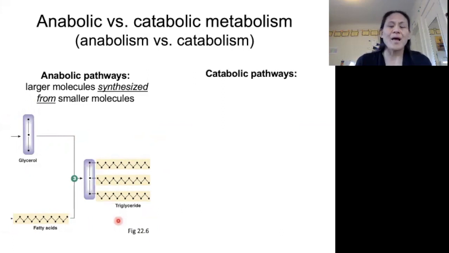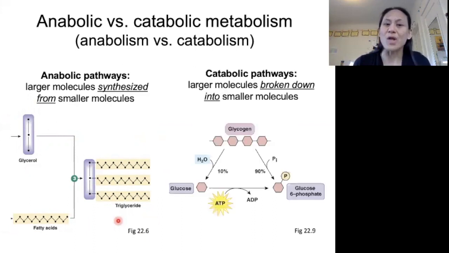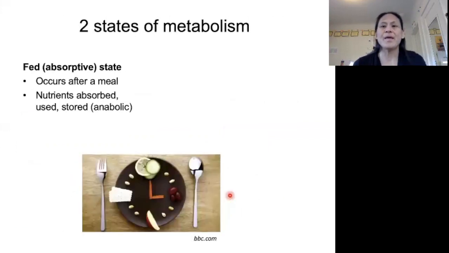Okay. In catabolic pathways, what we do is the opposite. We take larger molecules and we break them down into smaller molecules. So in this example, we are taking glycogen, which is a polymer of glucose, and we are breaking it down into its individual glucose subunits. Okay, so those are our examples of anabolic versus catabolic pathways.